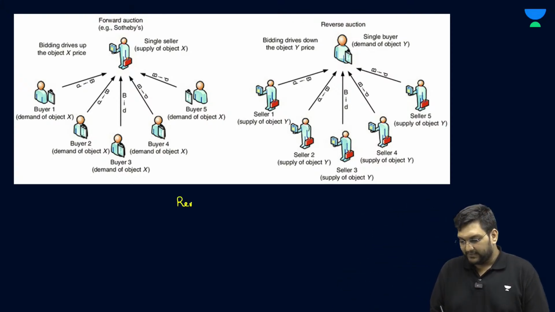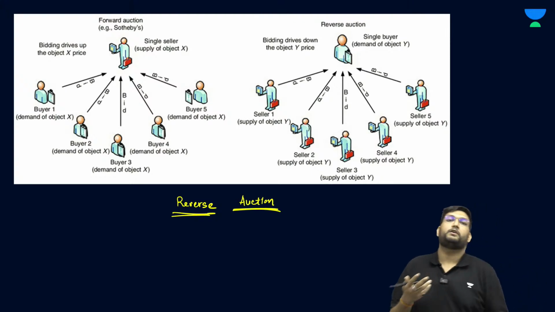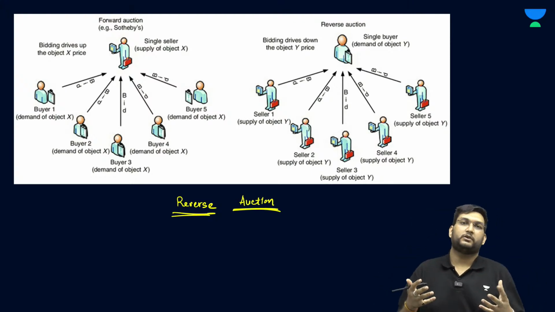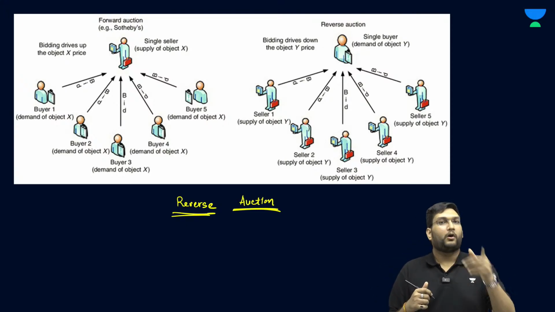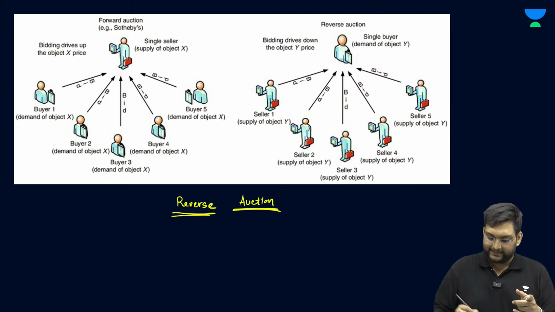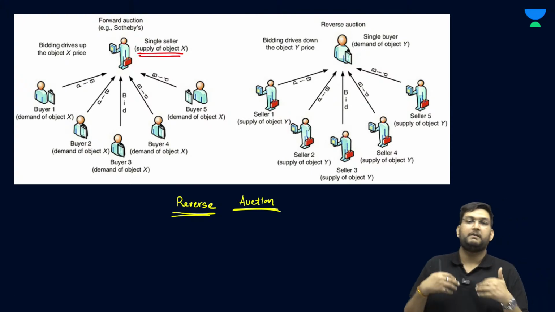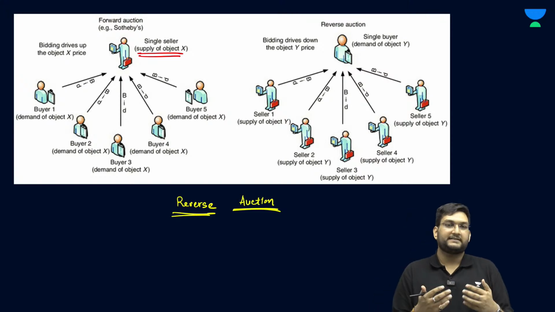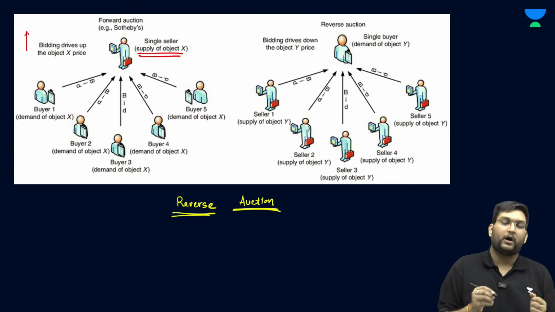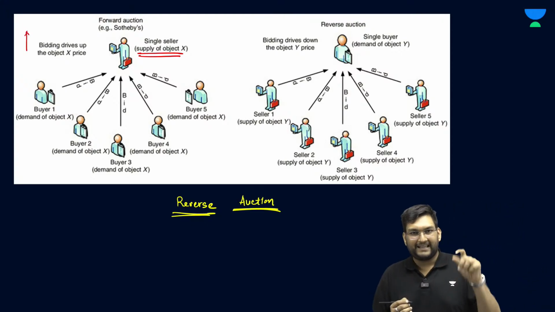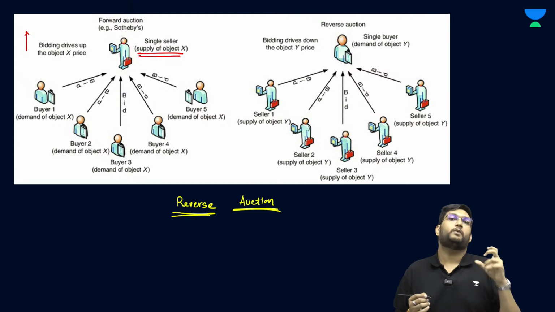See, the word reverse itself should be enough, and I hope auctioning is something, what is called nilami, which you already know. Auction would be the concept of bidding to get the tender or the contract. But in forward auction, what happens is that there is a single seller and there are multiple buyers. And what happens is, in a forward auction or a bidding, here the prices start to go up because the supply is limited and the demand is quite high.